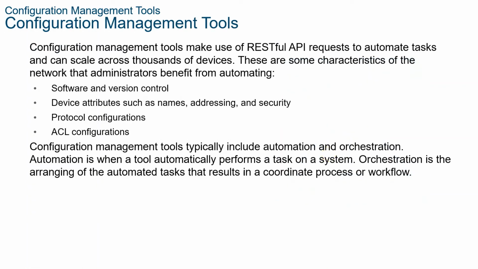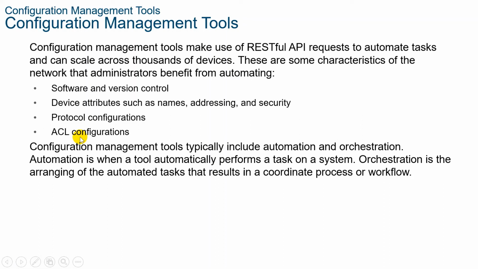Configuration management tools use RESTful API requests to automate tasks and can scale across thousands of devices. Configuration management tools maintain the characteristics of a system or network for consistency. There are some characteristics of the network that administrators benefit from automating: the software and version control, device attributes such as names, addressing, and security, protocol configurations, and the ACL configurations. Configuration management tools typically include automation and orchestration.